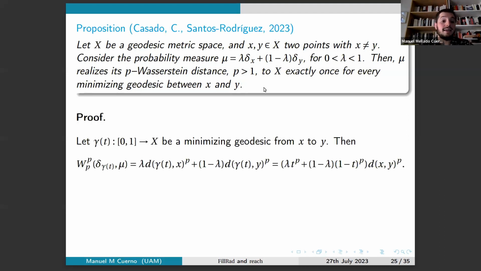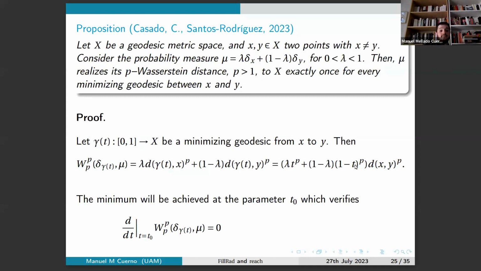So imagine gamma is a geodesic between X and Y. Then the p-Wasserstein distance between delta of any point in the geodesic and mu. Remember, mu is a point in the segment. This has this shape. We can take out the distance between X and Y, and we have this quantity depending on t, the variable on the geodesic, and lambda. Remember that lambda is fixed. So now we want to minimize this quantity.